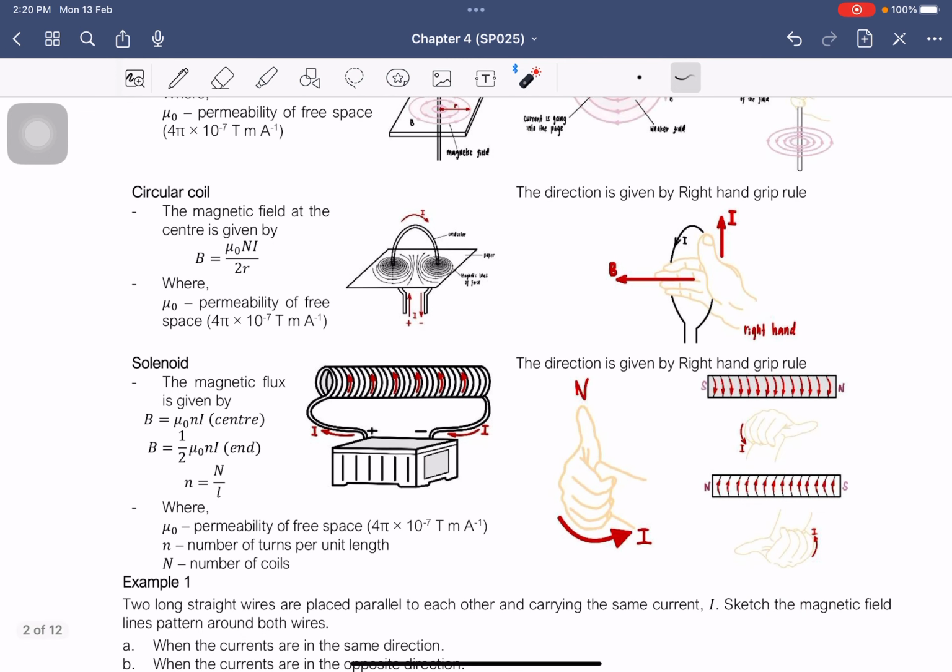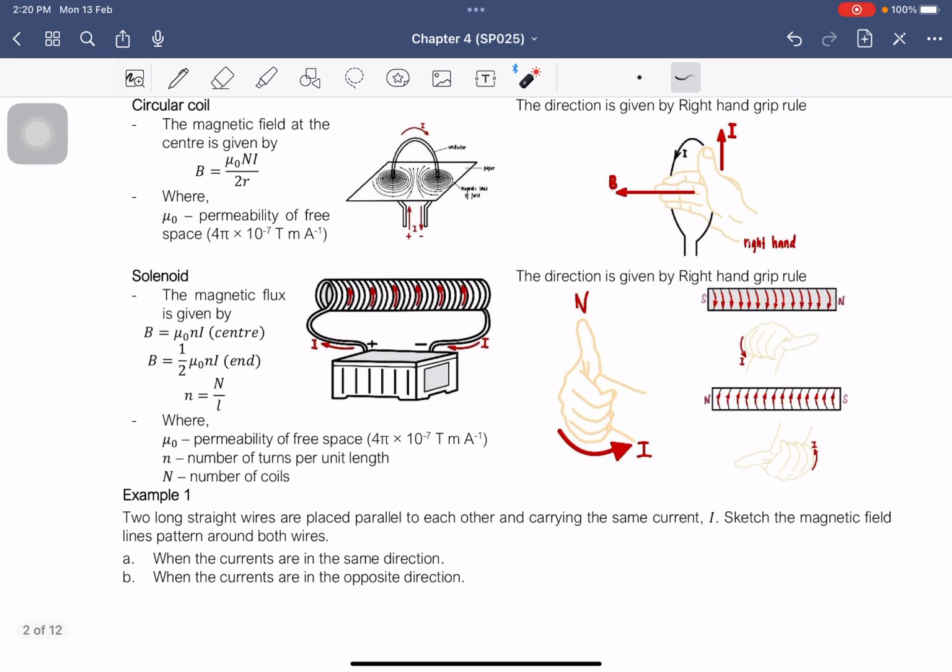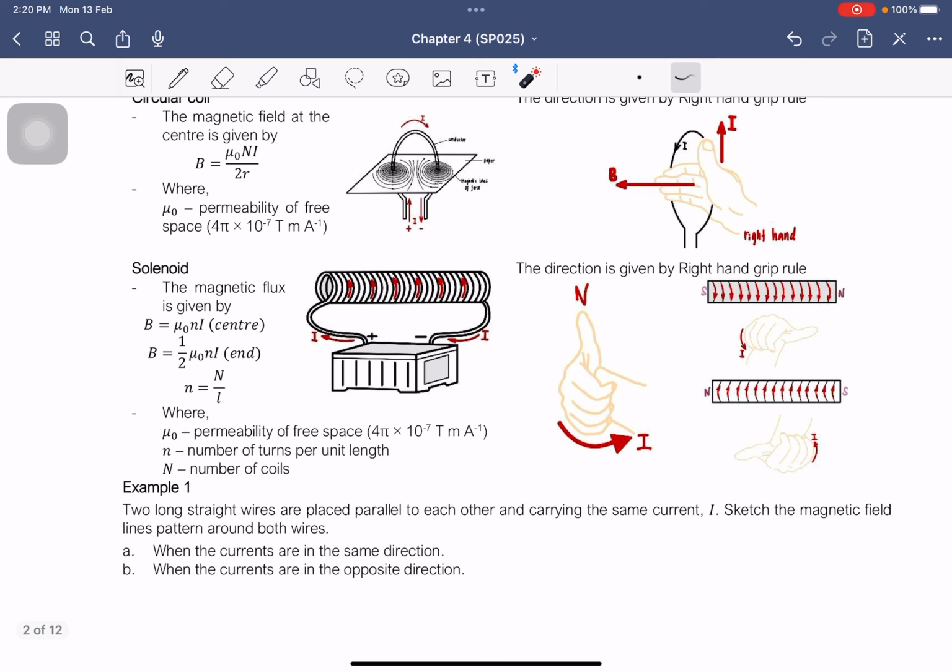For solenoid, this is the equation. So there are two of them. One is for the center and one is for the end. So the small n is the number of turns per unit length, whereas the capital N is the number of coils. Okay, for solenoid, for the right hand grip rule, the thumb is telling us the north pole. It is the north pole, and then the other fingers give the direction of the current.